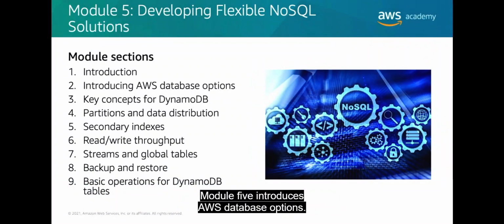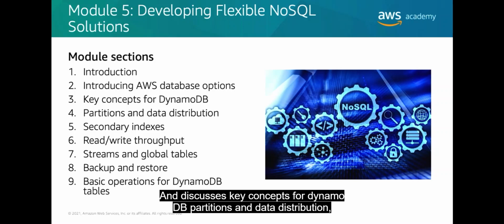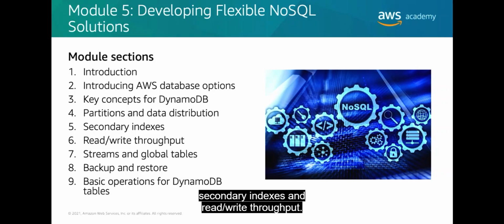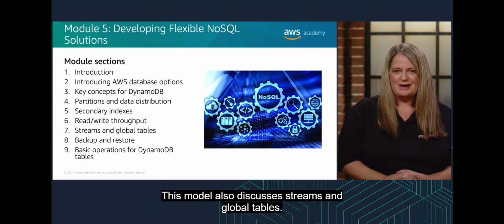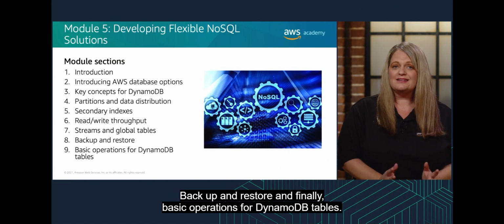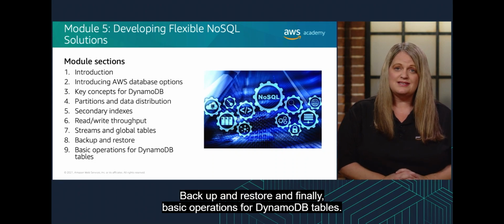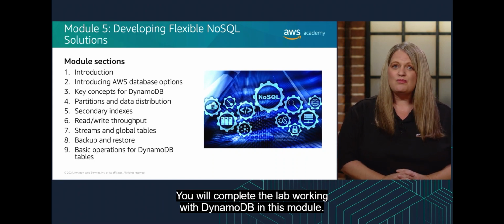Module 5 introduces AWS database options and discusses key concepts for DynamoDB, partitions and data distribution, secondary indexes, and read-write throughput. This module also discusses streams and global tables, backup and restore, and finally, basic operations for DynamoDB tables. You will complete the lab working with DynamoDB in this module.